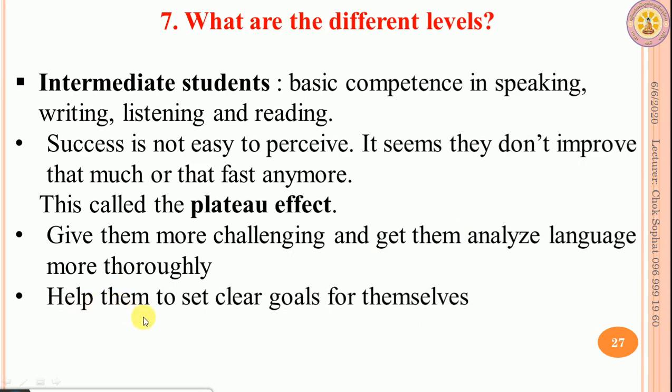Okay, the teacher can help them to set clear goals for themselves. So in intermediate level, students are bigger, older, so they can think about their goals for themselves. So the teacher can help them to set a clear goal. What will they do? What are they going to be?